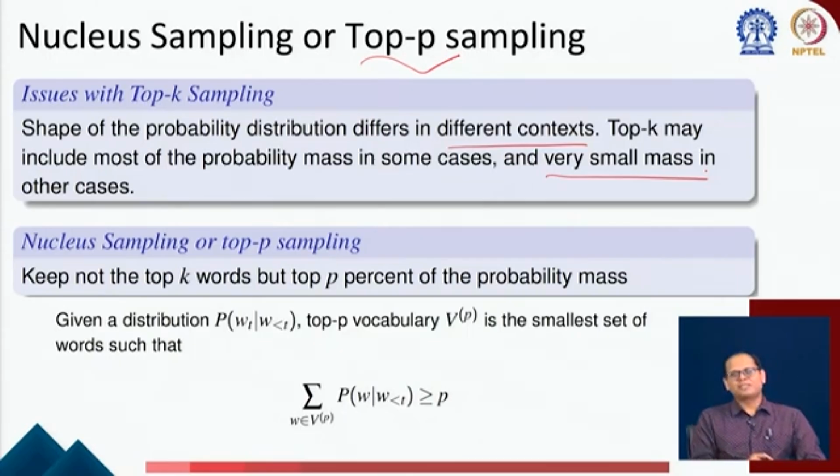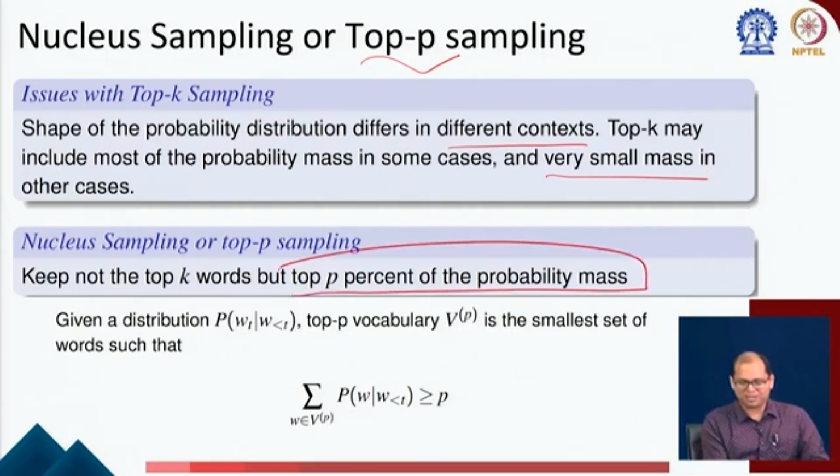So, to avoid that, we say okay, we will always select a fixed probability mass. That is what nucleus sampling is. So, you select a fixed probability mass. Say I select the top P percentile of the probability mass. If P is equal to 0.5, I will only select those high probability tokens that make the probability mass at least 0.5.